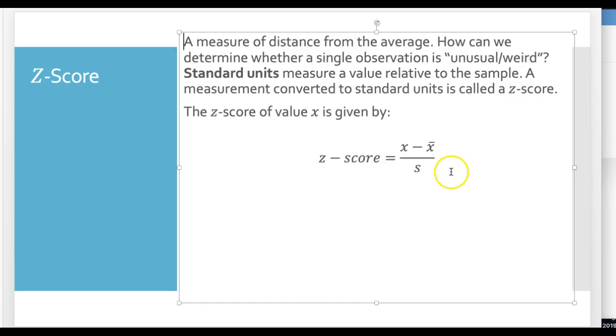Because S is the standard deviation, and remember, it's the expected difference that we should see between any rent amount and the average rent amount. That's what the standard deviation is. The standard deviation of what? The standard difference between any rent amount and the average rent amount. So we compare this deviation to the standard deviation.